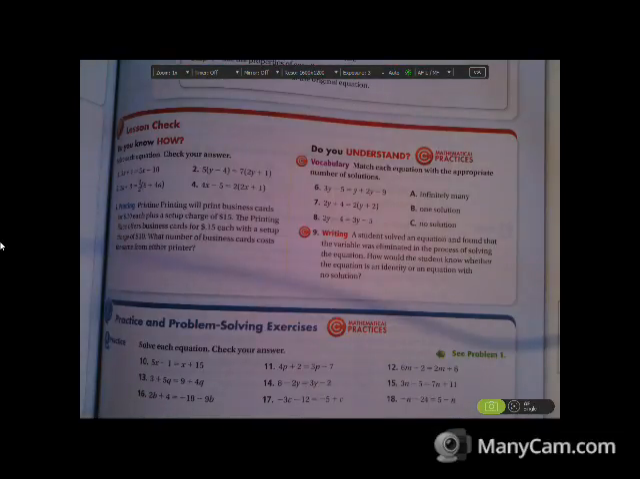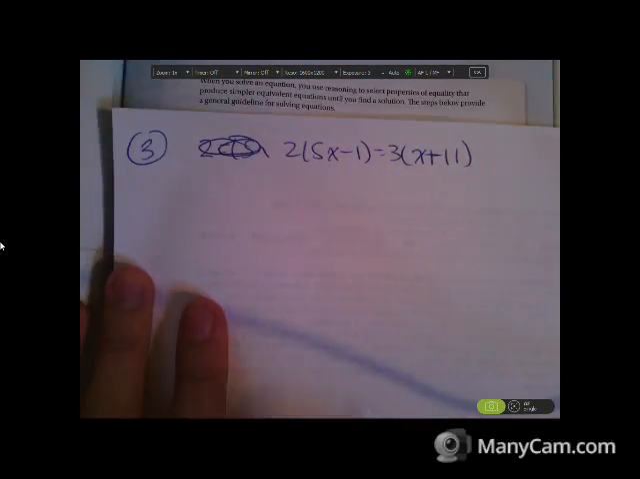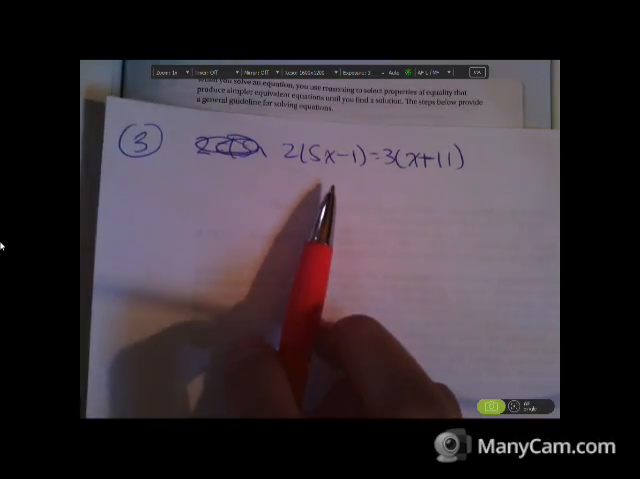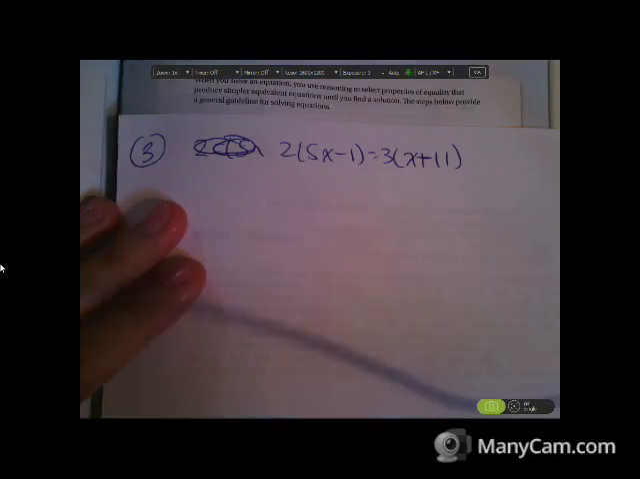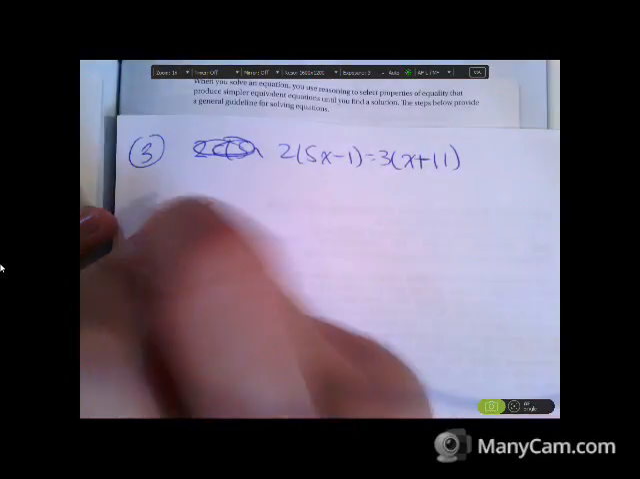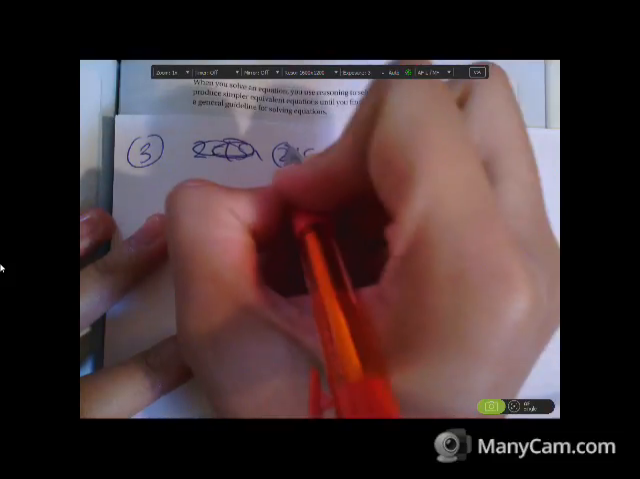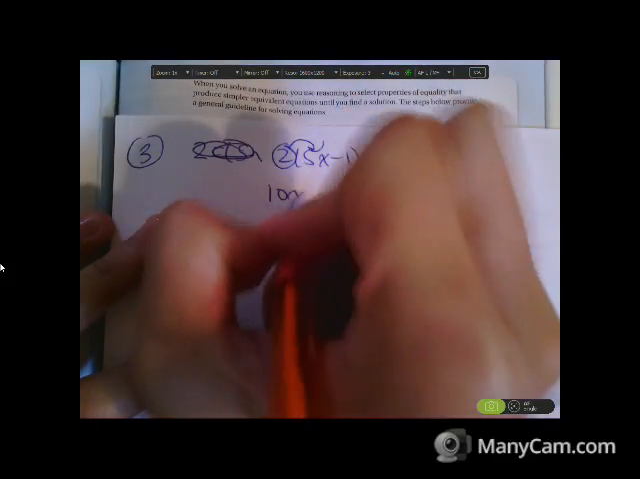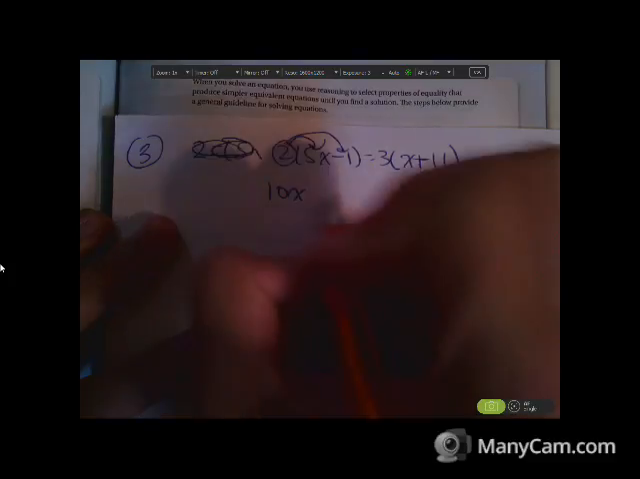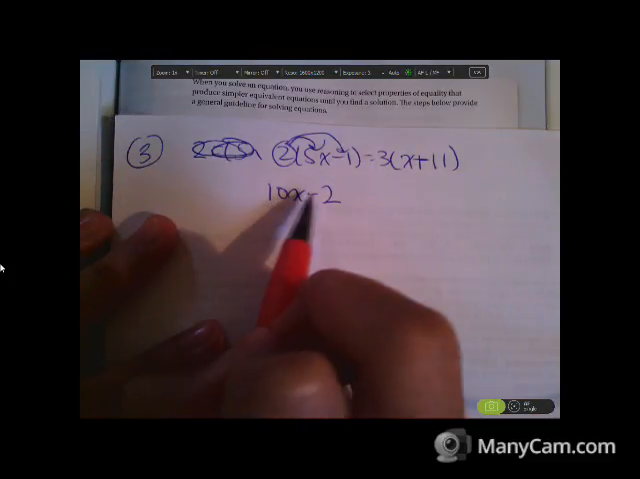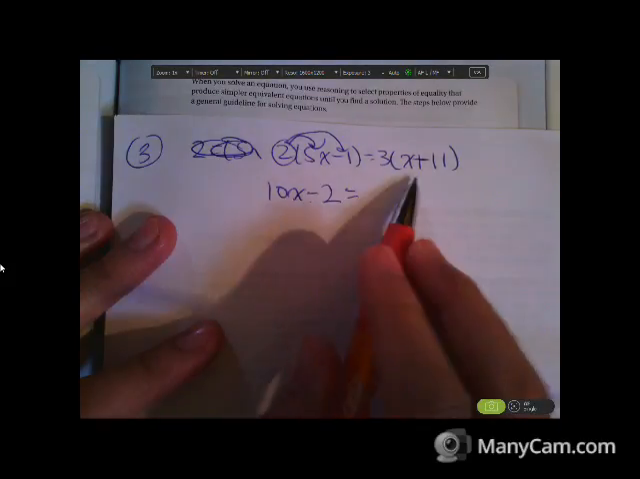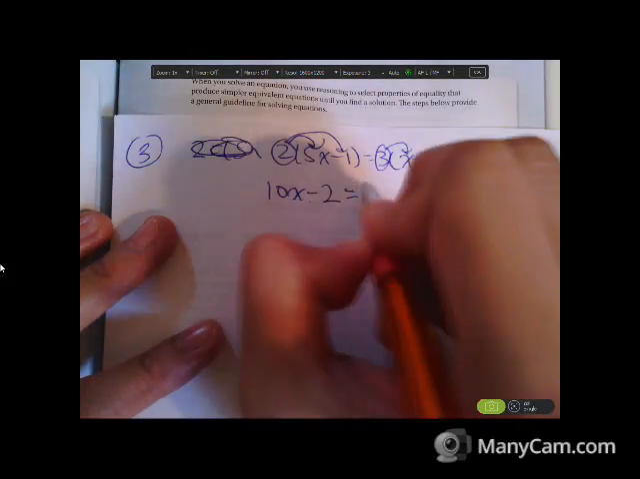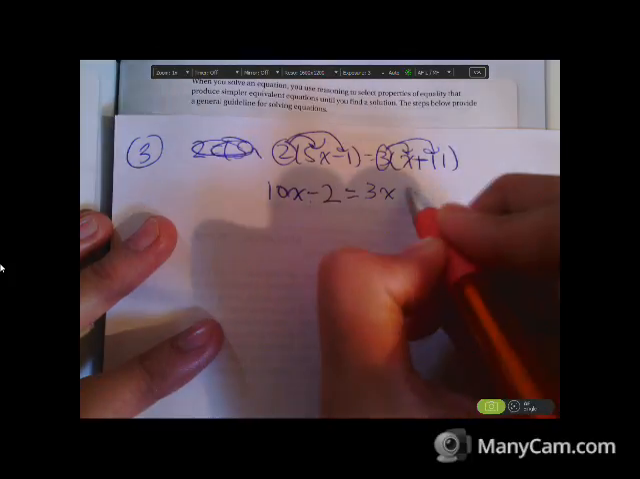Alright, problem 3. Problem 3 is asking you for the solution to this equation right here. So, you see variables. The first thing we have to do is distribute. So 2 times 5x is 10x. 2 times negative 1 is negative 2, so I'm going to put a minus 2, because it's negative. Equals, I'm going to distribute on this side. 3 times x is 3x. 3 times 11 is 33.